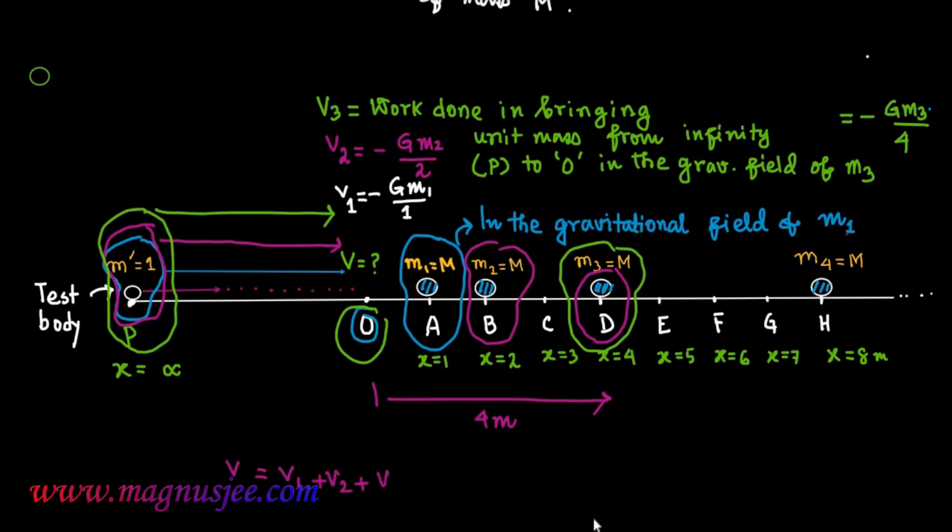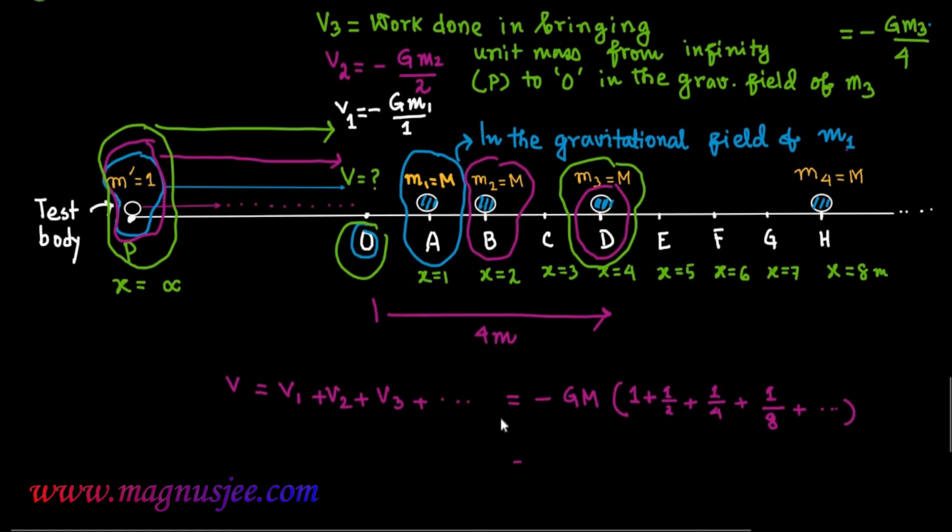So finally we get the total potential V equals V1 plus V2 plus V3 plus V4 plus dot dot dot, which is minus GM bracket open 1 plus 1 by 2 plus 1 by 4 plus 1 by 8 plus dot dot dot. If we simplify using the GP series, then we get minus GM times 1 divided by 1 minus 1 by 2. So finally the total potential will be minus 2GM.